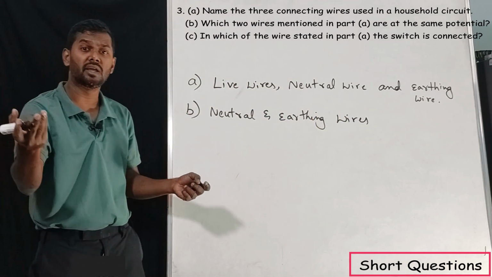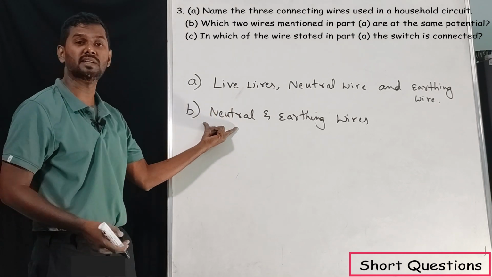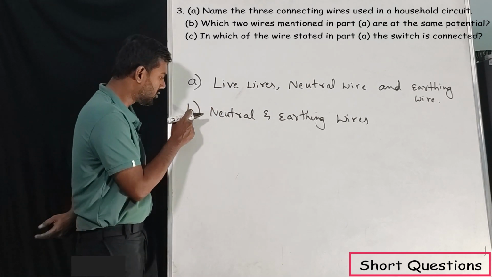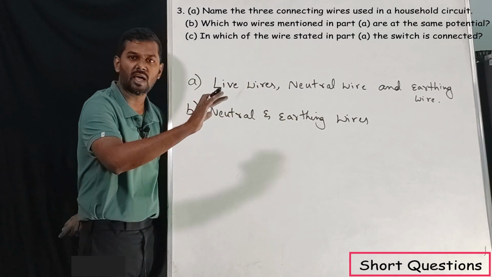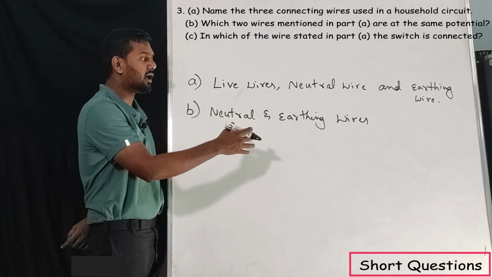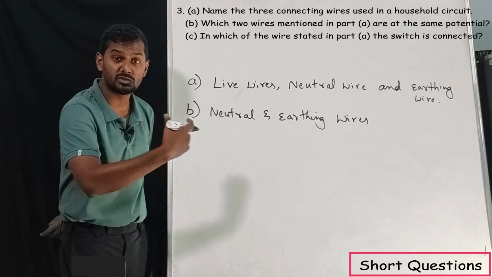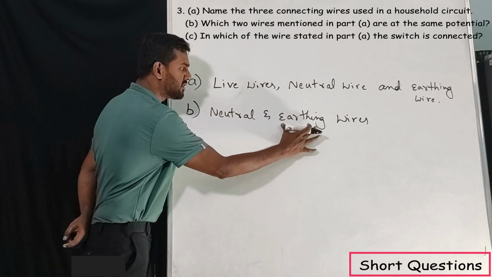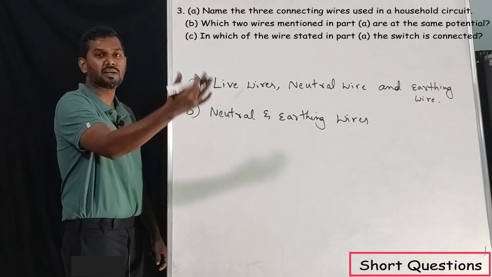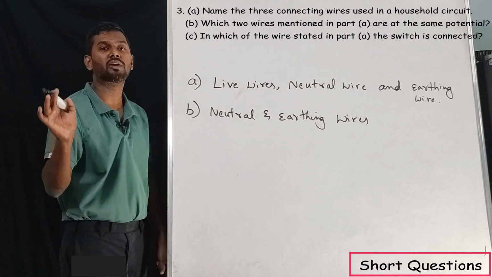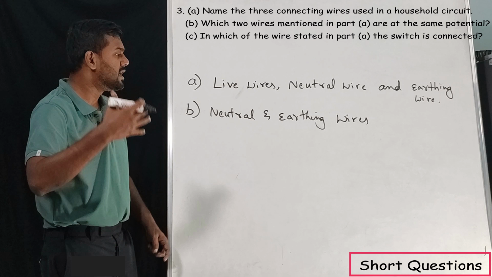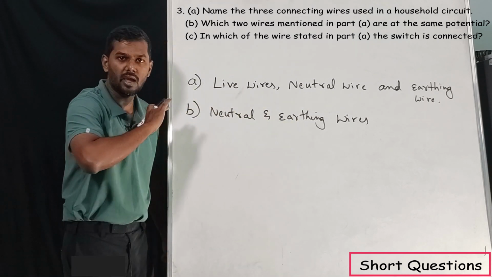See, you don't have to write it in the form of sentence also in the board exam. This is enough. This is what they will give us as a key answer. If you have written for question number B, neutral wire and earthing wire, done, you will get full marks. You don't have to write "Neutral and earthing wires are at the same potential." Those things also you don't have to write. This is the answer we are looking for. Keyword is enough for us. If they are asking to give reason, then you have to write it in the form of a sentence. If they are asking for a specific answer, the keywords are enough.